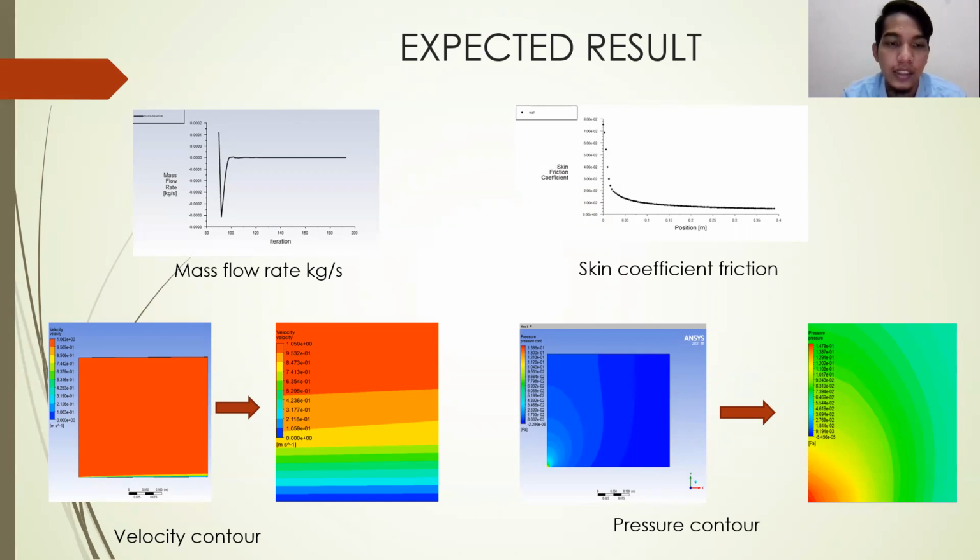And then next is the velocity contour, which shows the boundary layer thickness of the flat plate, and also the pressure contour. I think that's all from me.